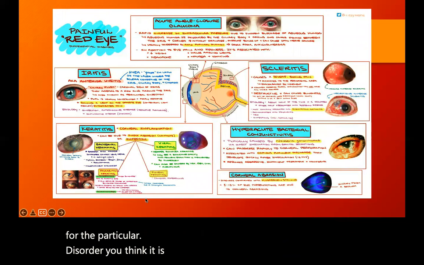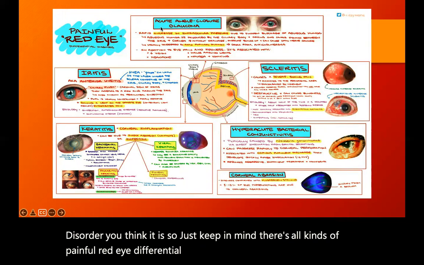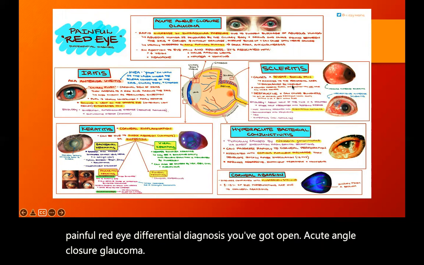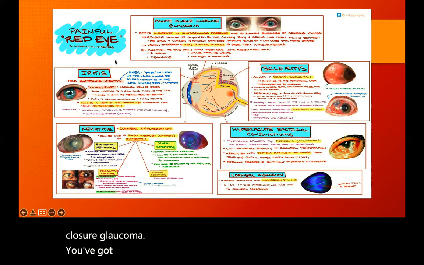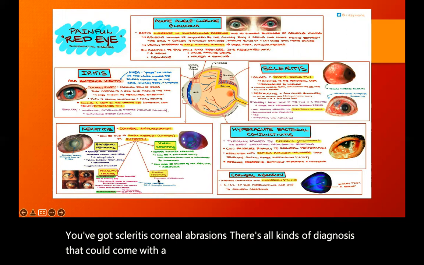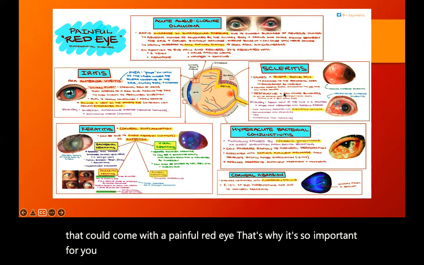Just keep in mind, there are all kinds of painful red eye differential diagnoses. You've got acute angle closure glaucoma. You've got scleritis, corneal abrasions. There are all kinds of diagnoses that could come with a painful red eye. That's why it's so important for you to make sure you know the key factors for each one, the key symptoms.